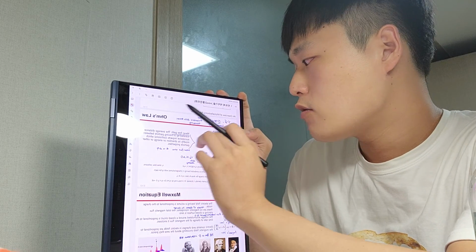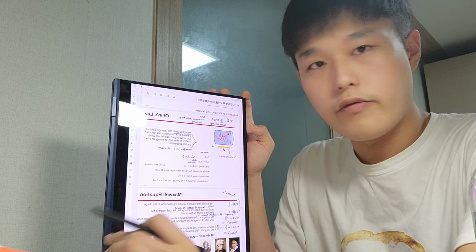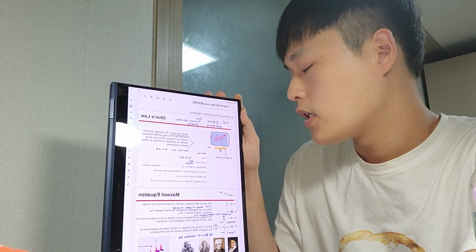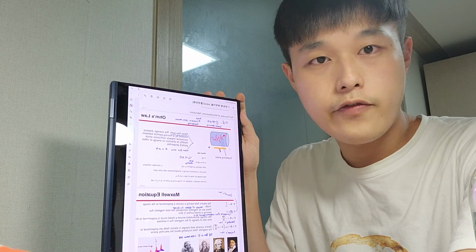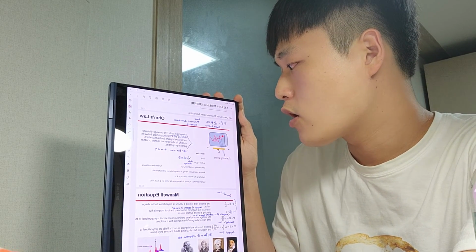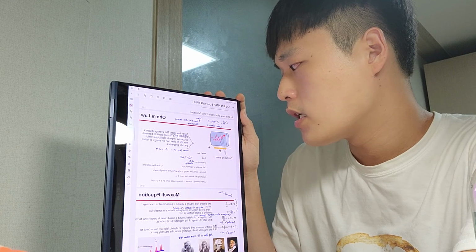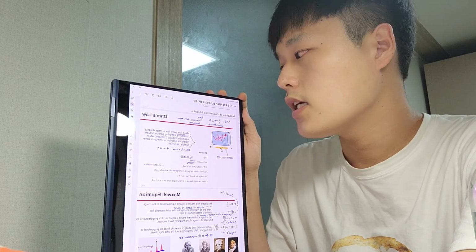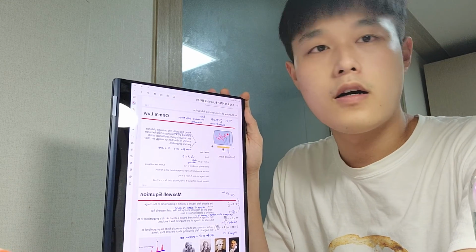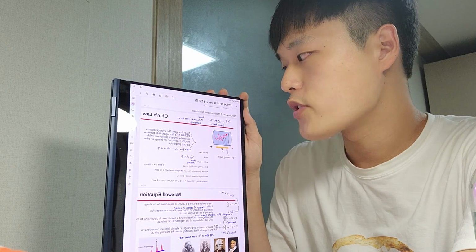At Ohm's law, we can learn the important formula like J equals q n mu E. The J means the current density. Basic of the Ohm's law.